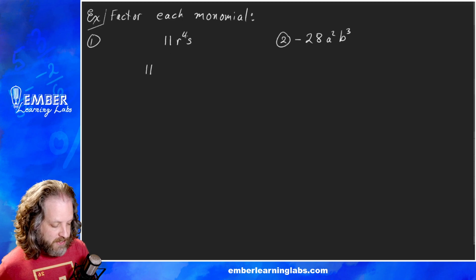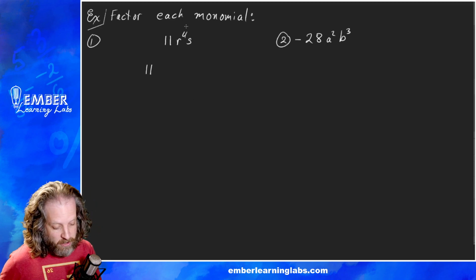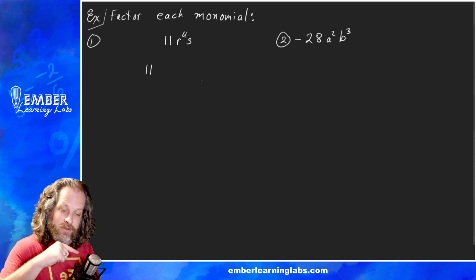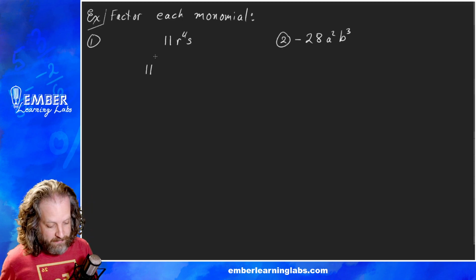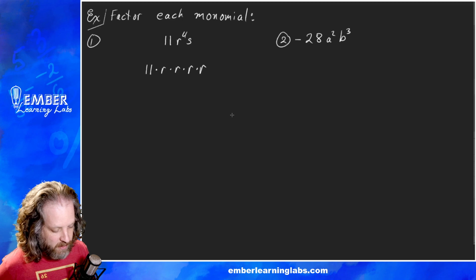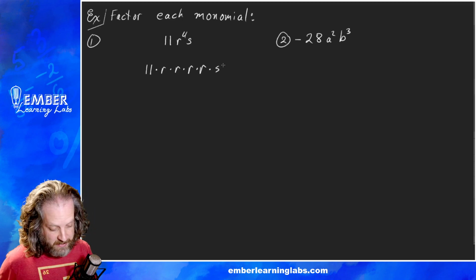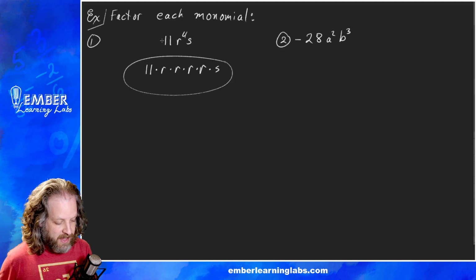How many R's? What does this mean? We learned about exponents in the last lesson, right? So R to the fourth would be R times R times R times R, and so that's the prime factorization there. So 11 times R times R times R times R, and then we've just got one S, so times S, and that's the prime factorization of that monomial.